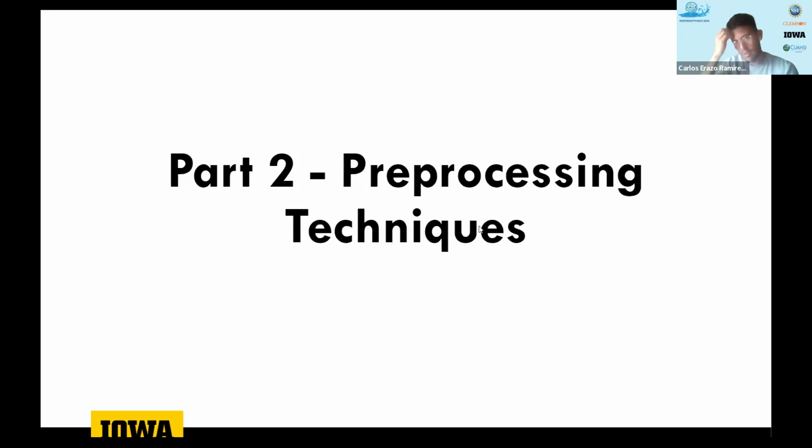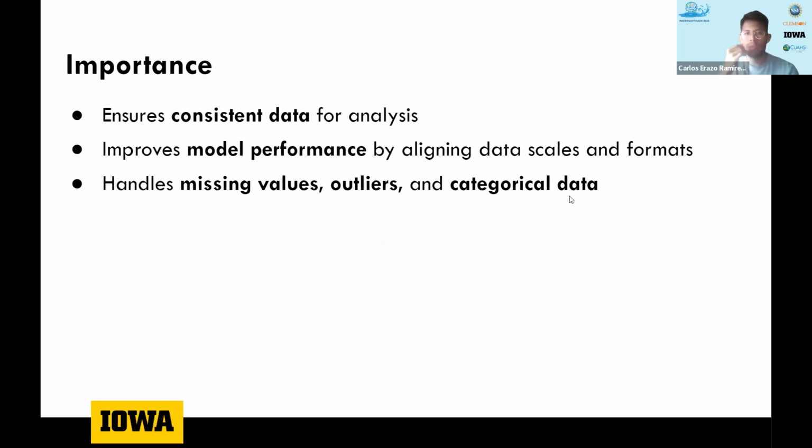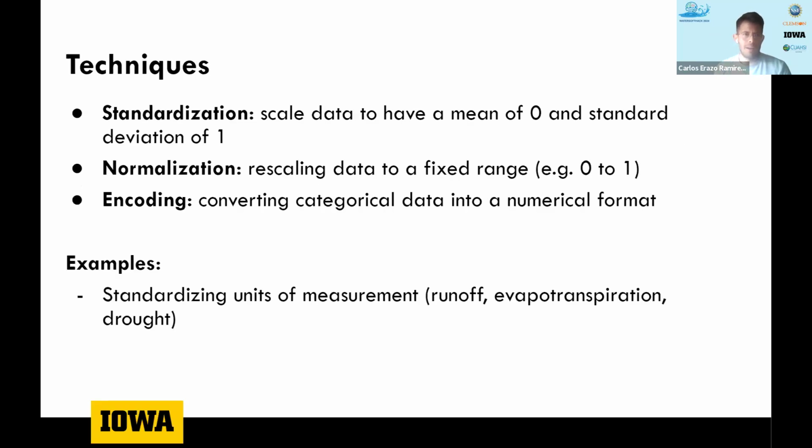Okay, I'll go into the pre-processing techniques now. What is important about pre-processing? Well, we're trying to ensure that we have consistent data for the analysis that we're trying to perform. We are improving model performance by aligning data scales in different formats. And we have already handled, or we're handling within the system, missing values and outliers in categorical data. The ways we do this are the following.